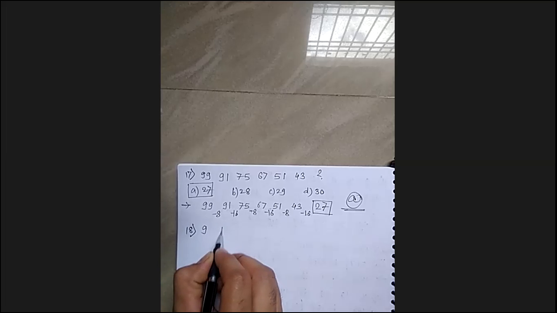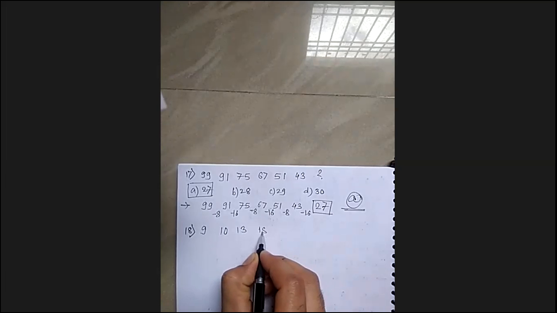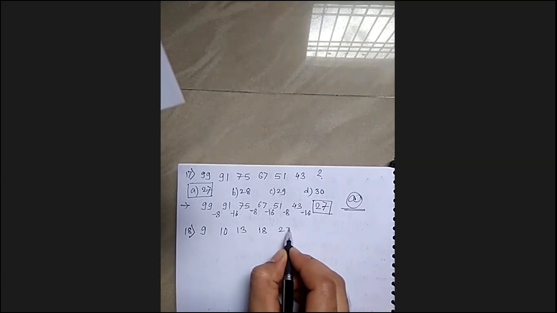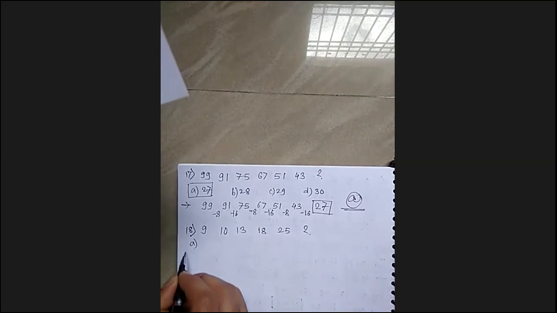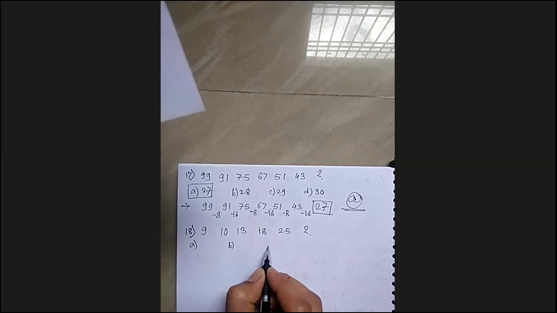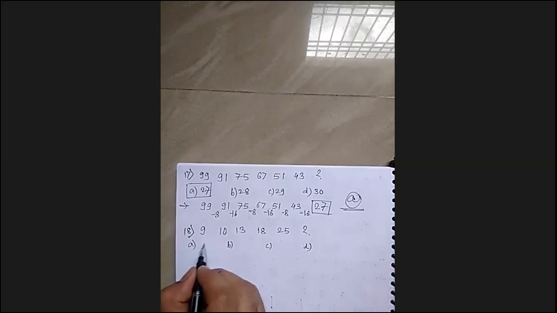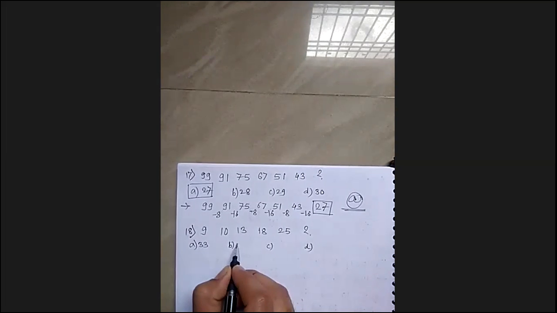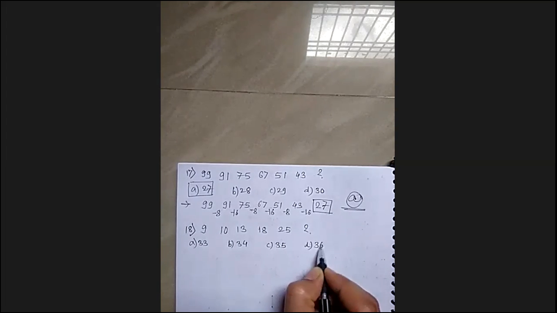9, 10, 13, 18, 25. What is the answer? A, B, C, D. So your options are 33, 34, 35, 36.